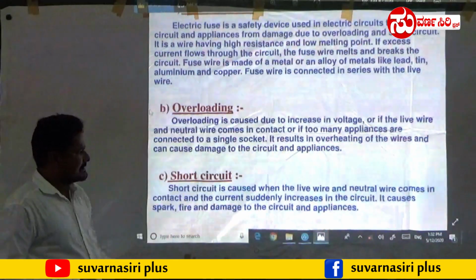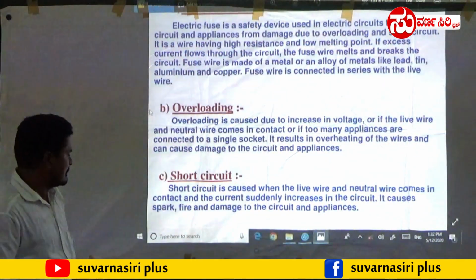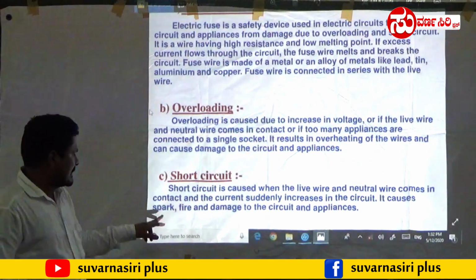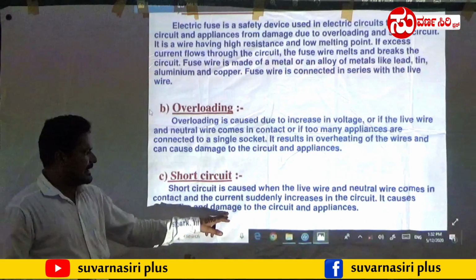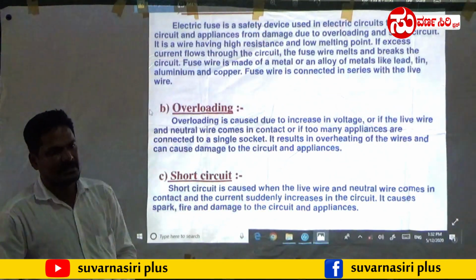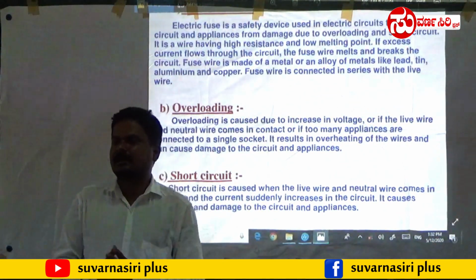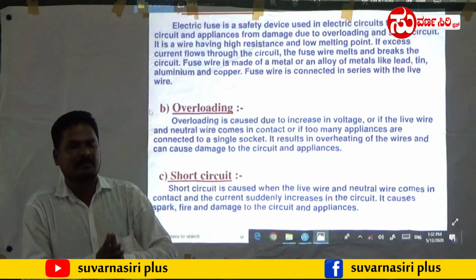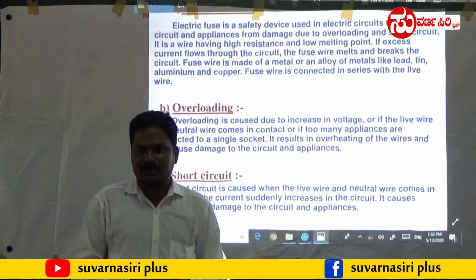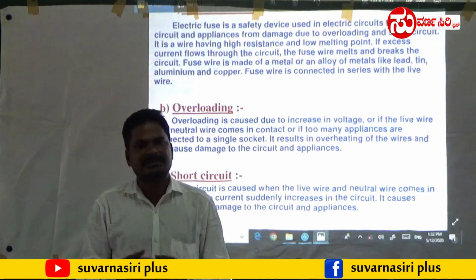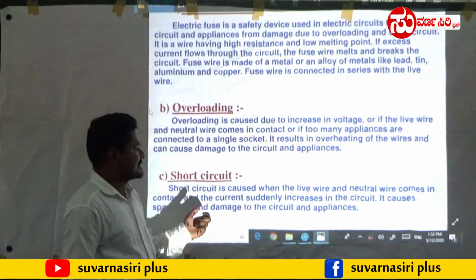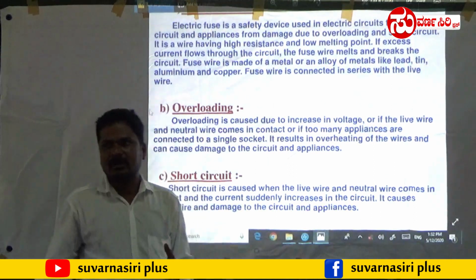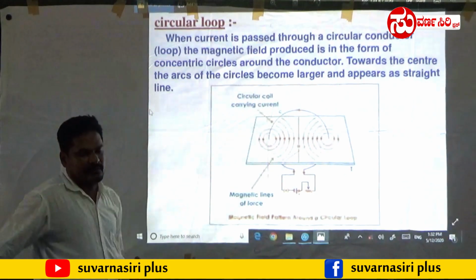And next is short circuiting. A short circuit is caused when the live wire and neutral wire come in contact, and the current suddenly increases in the circuit, and it sparks fire and damages the circuit and appliances. At what time does it happen? When the live wire and neutral wire both come in contact, at that time it can produce a spark and damage the circuit. That is when the short circuit happens. To prevent the short circuit, we have to use the electric fuse.